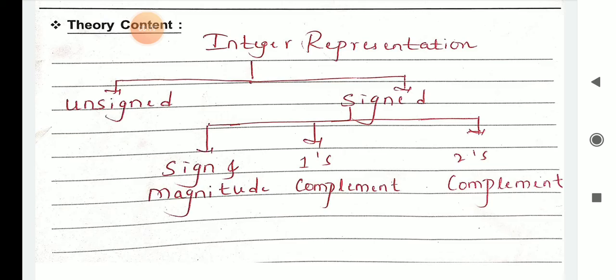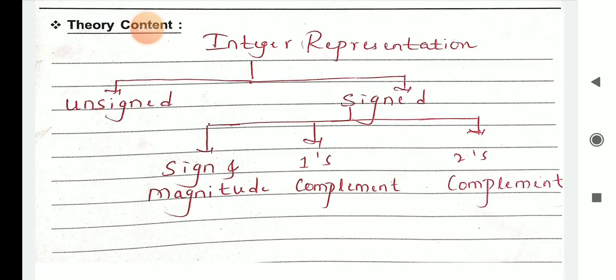Today we will discuss one more concept, that is integer representation. In the last class, or in the last video, we started the second chapter, that is processor organization. I hope you are clear on the basic concept of processor organization. Next we will discuss how we represent integers in computer architecture. So that is integer representation.